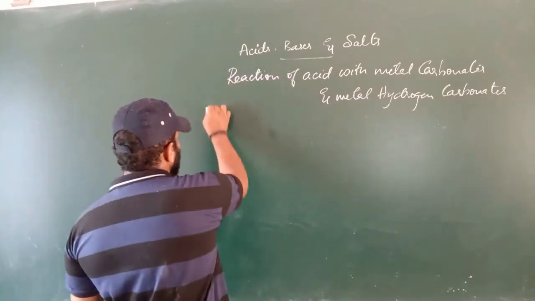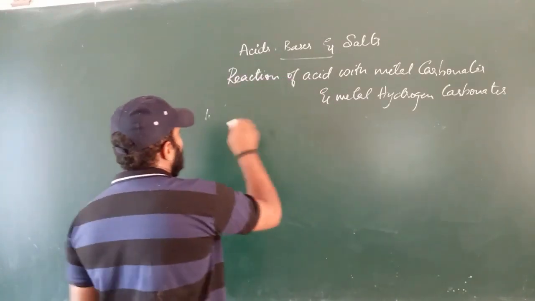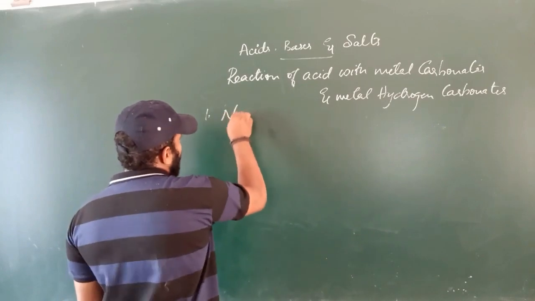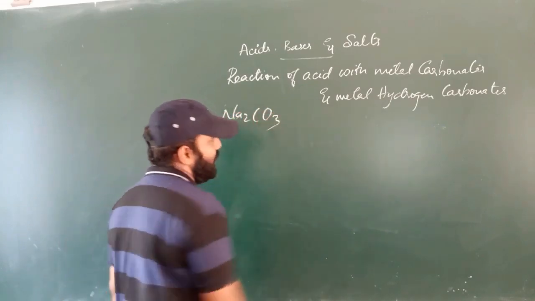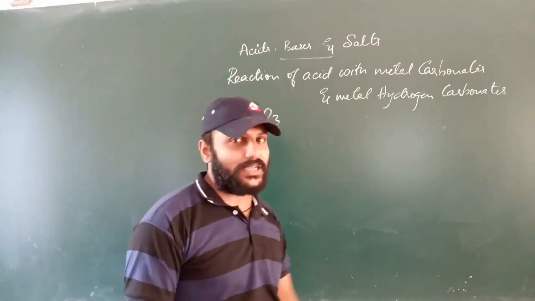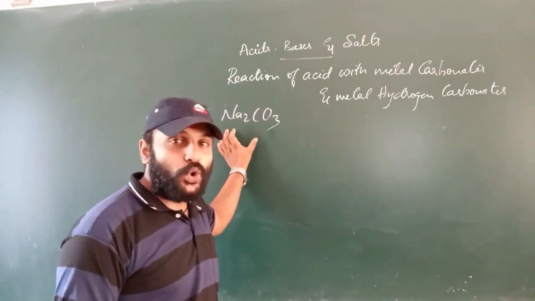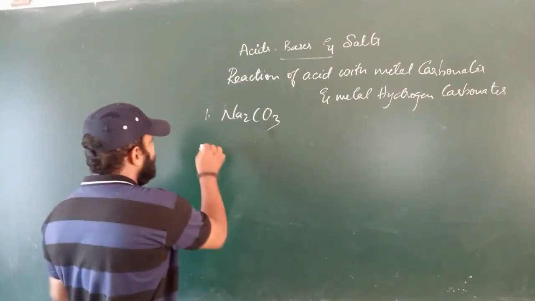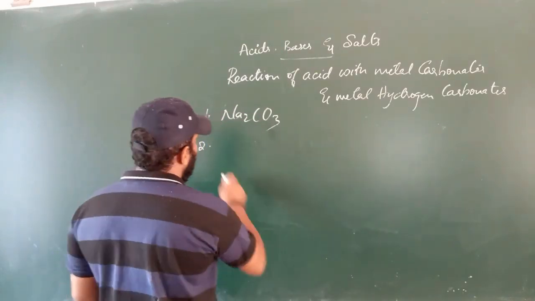So what is the chemical we will be taking here? We will take metal carbonate, I will take Na2CO3. Metal carbonate means CO3, and we require one metal. Here sodium is the metal. So what is that metal carbonate we have taken here? Sodium carbonate. Second thing, what is the metal hydrogen carbonate I will take here?